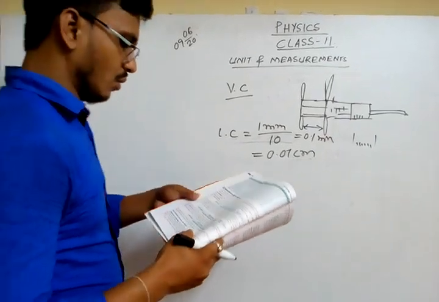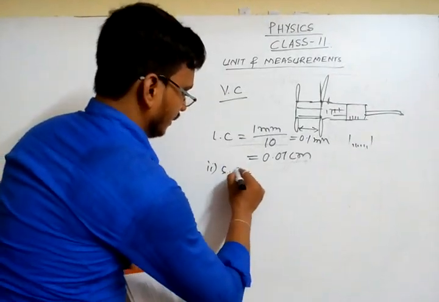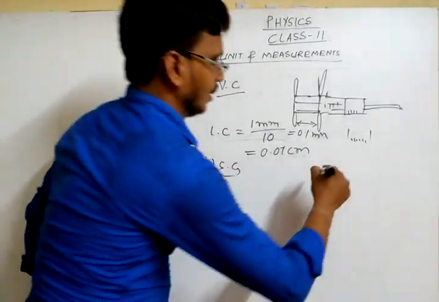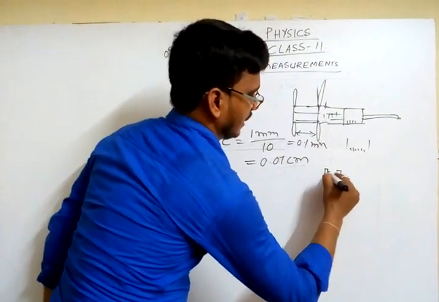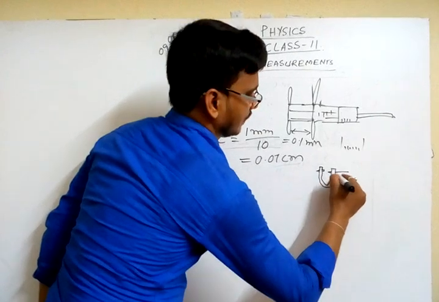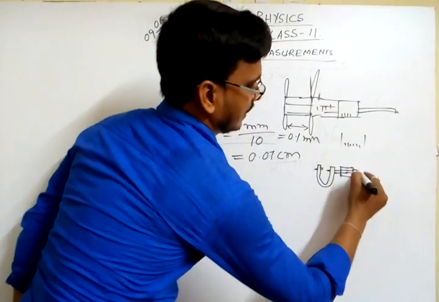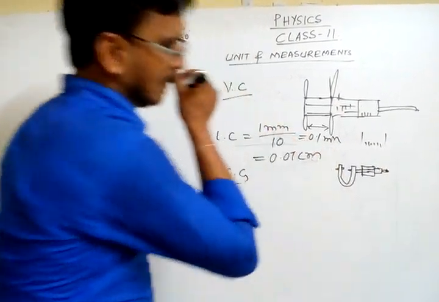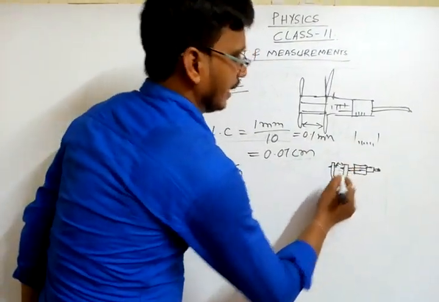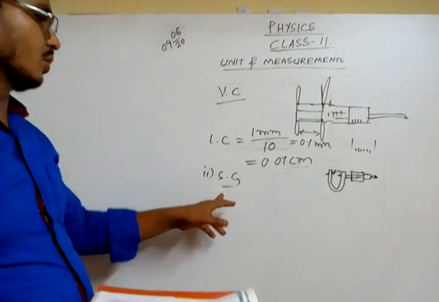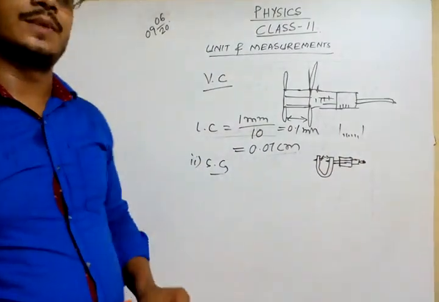Similarly, what can we do with the screw gauge? It is the same type of instrument. You remember the U-shaped instrument? One side is fixed, and here is the main scale, then the vernier scale, and at last one screw. We move the screw, place the object we have to measure here, and then we can measure. Here also there is a main scale reading and a circular scale reading.